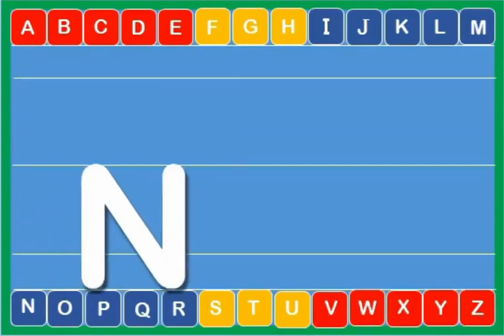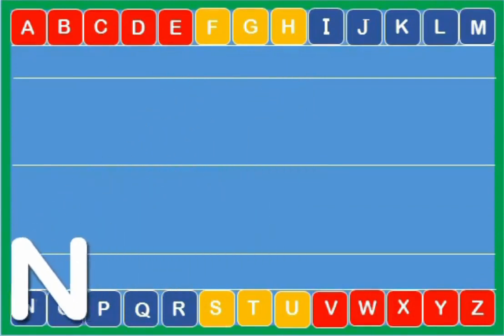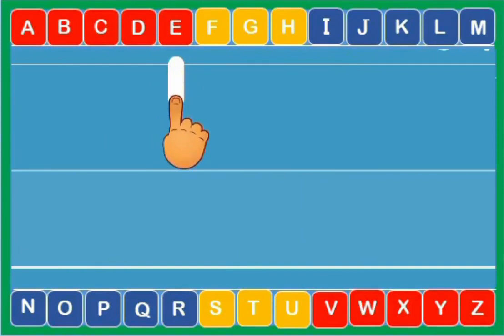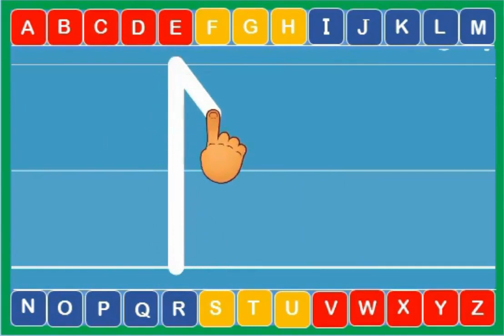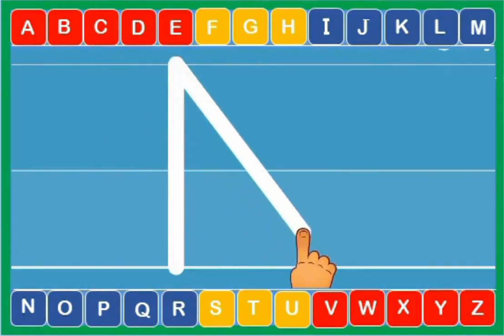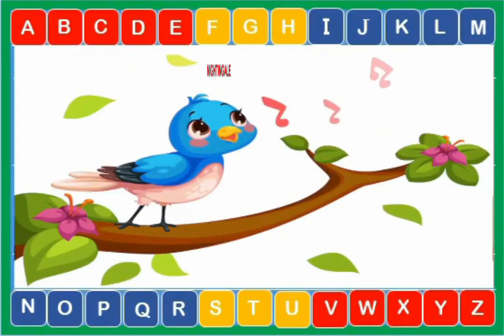Next is letter N. A stroke down, a right stroke, and a stroke up. N for nightingale.